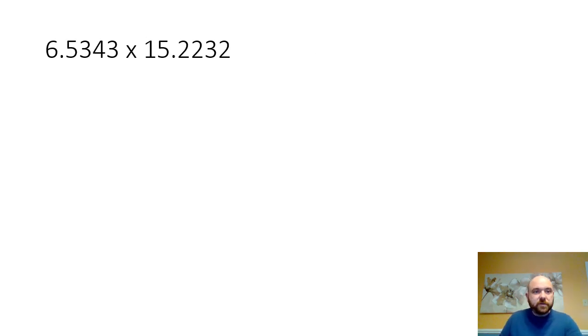Multiplication here, 6.5343 times 15.2232. I don't see any zeros in these numbers, so all digits can be assumed to be significant, meaning we have 5 significant figures in this number and 6 significant figures in this number, meaning our answer is going to end up with 5 significant figures. We'll punch it into our calculator.